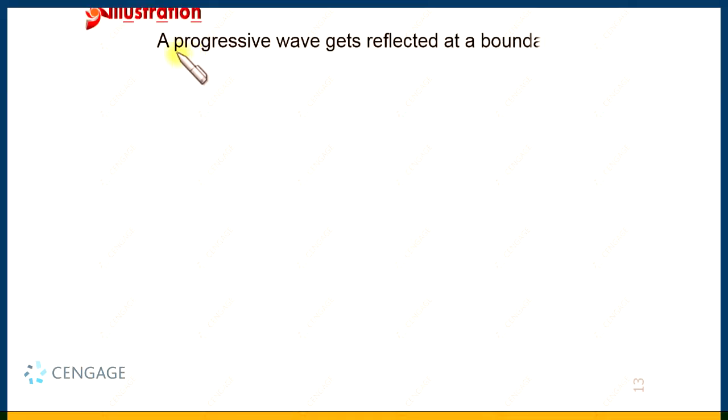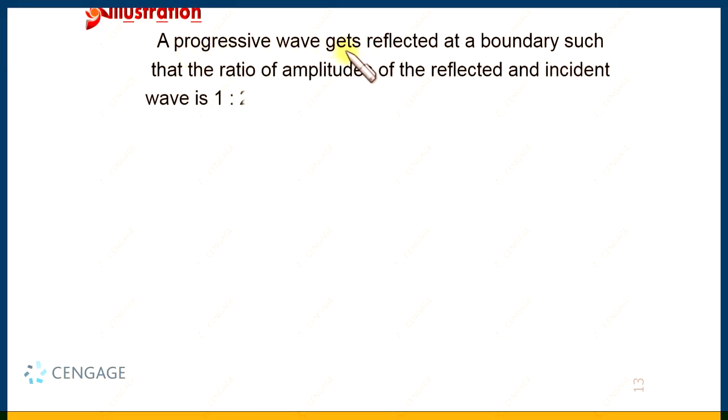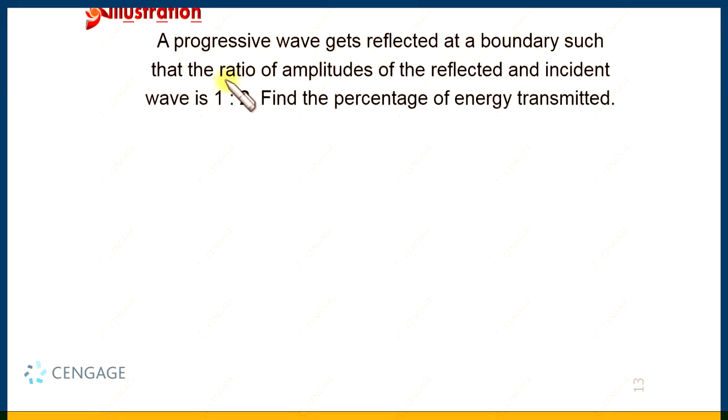In illustration number 1, a progressive wave gets reflected at the boundary such that the ratio of the amplitude of the reflected and incident wave is 1:2. We need to find the percentage of the energy transmitted. Okay. So, let us analyze what is given. We are given the ratio of the reflected and incident wave. That means AR divided by AI equals 1:2. This is given. Okay. And we need to calculate the percentage of energy transmitted.